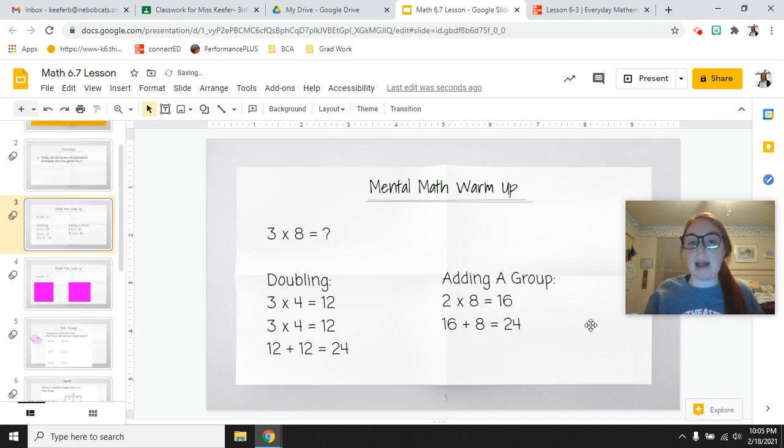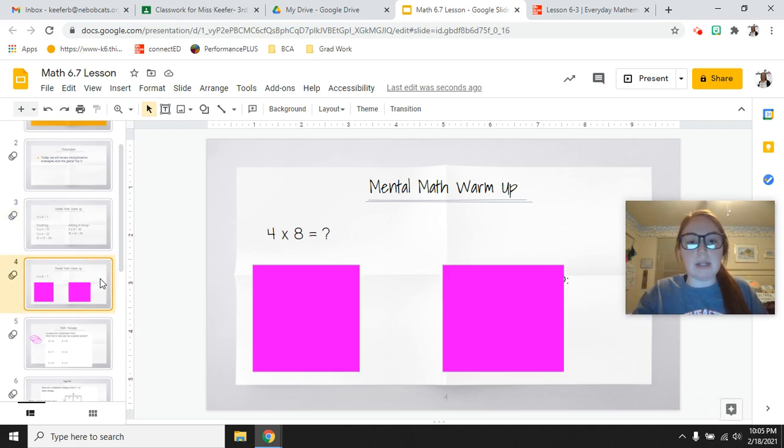Another way that you could do it would be adding a group. You might not know 3 times 8, but a close helper fact would be 2 times 8. So 2 times 8 is 16. 16 plus one more group of 8 would equal 24. Again, these are lower factors, but these strategies will be very useful when we get into those larger factors. So let's look at another one. Go ahead, erase your boards or find a blank piece of paper and try and solve 4 times 8. How would you solve 4 times 8 using one of the strategies that we have talked about? Pause the video while you solve.